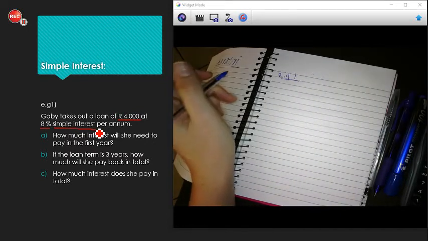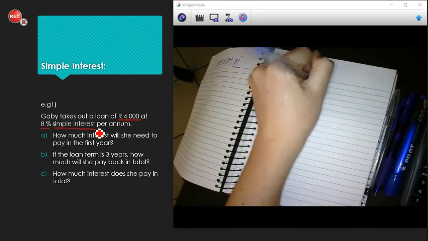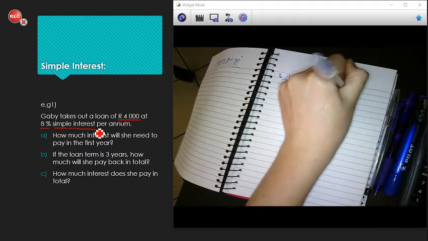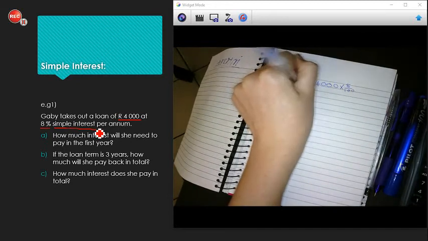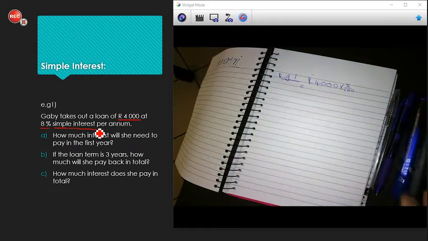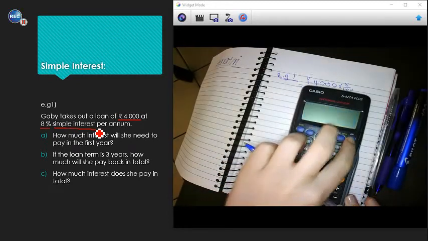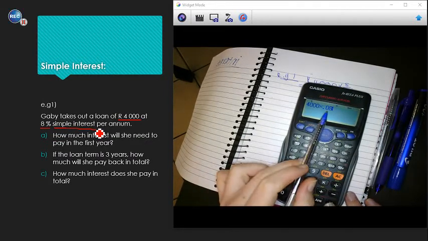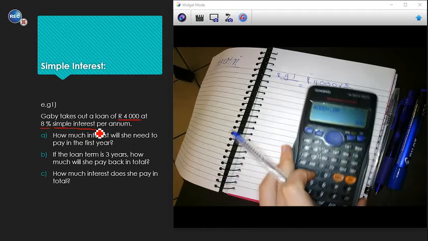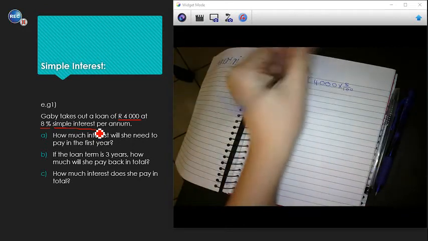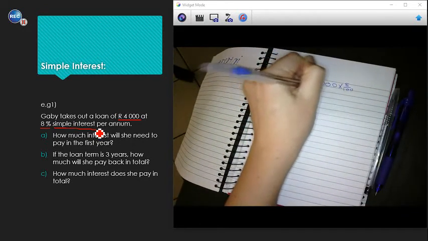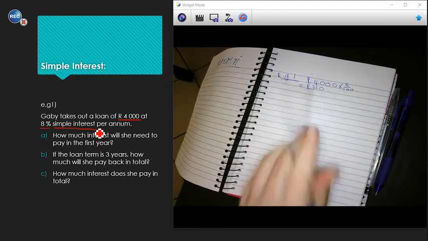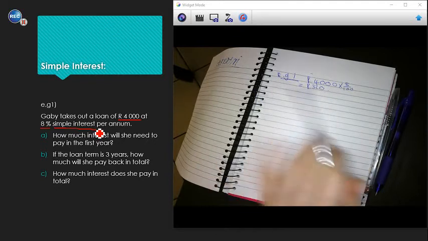She's going to have 4,000 Rands worth in a loan, and we have to multiply it with 8% or 0.08. If you want to, I'll show you. We can do it like that, because that's 8% obviously, and that gives us 320 Rand. So now what we need to remember is this is the interest for 1 year, but because it's simple interest, the amount will stay the same every year.